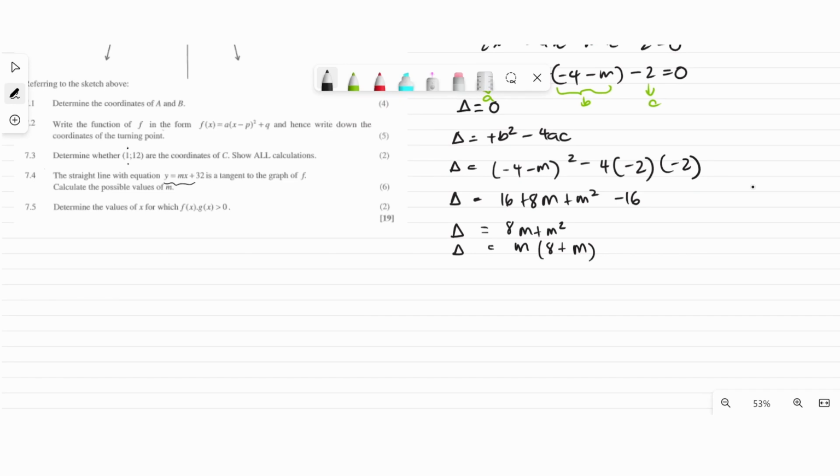Remember that before we equate, we said delta is equal to 0. Substitute that before we equate, right? Because delta is 0, then equate the m and the bracket to 0. So m is going to be equal to 0, or 8 plus m is going to be equal to 0. Take the 8 to the other side. m is going to be equal to -8. And that's your two possible m's.